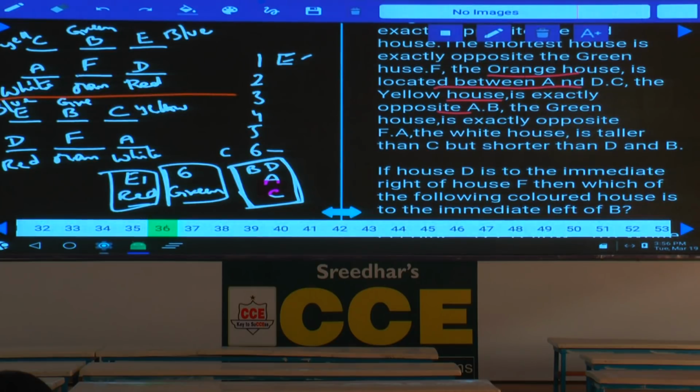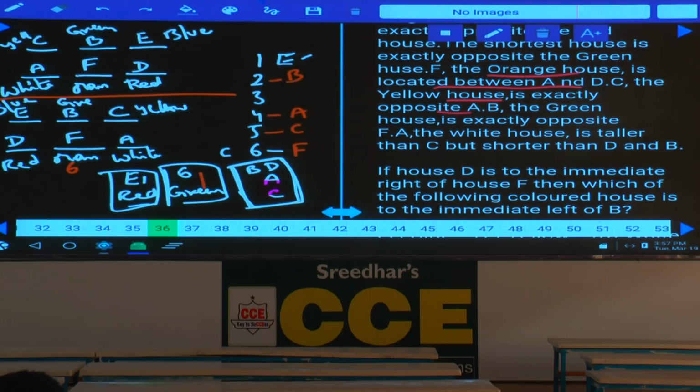If C is at the last place, then this C must be opposite to what? Green color. But hence C cannot be here. Which is opposite to green color? F. Hence F must be the last place. If F is here, then followed by C, and this is A.